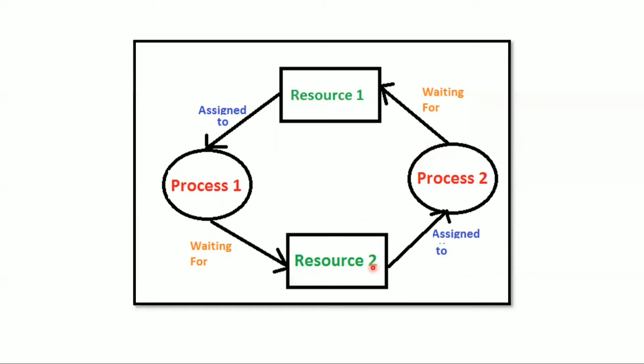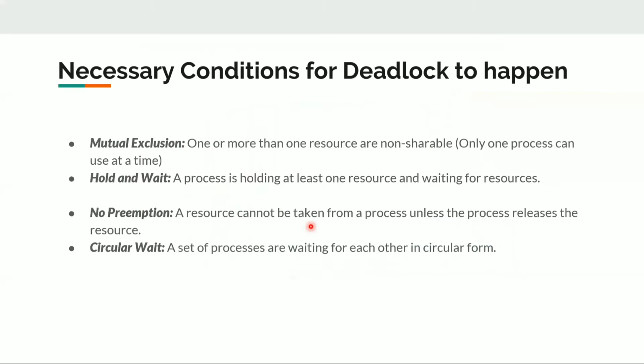So process 2 already has resource 2. Now it gets resource 1 and it gets completed. And after some time, process 1 will be completed with resource 1 and resource 2. So this is called preemption. There should not be any preemption by the operating system for the deadlock to happen, because if preemption occurs, there is no condition for deadlock. There is no question of deadlock.